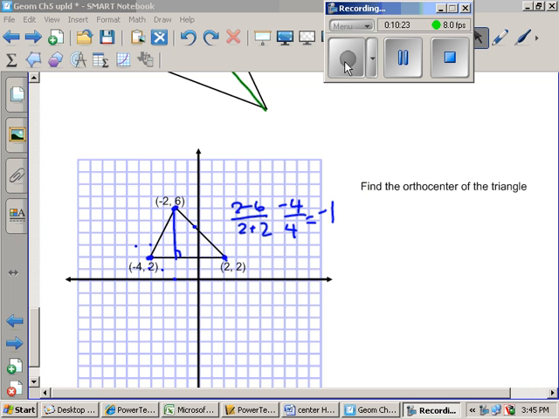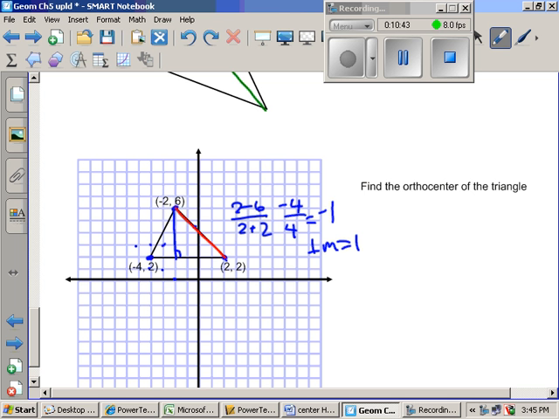So if this is the slope of this line here, I want the perpendicular, so I need this to be the opposite reciprocal. So that means the perpendicular slope is going to be 1. So I go up and over. So start here, go up 1 over 1, up 1 over 1, up 1 over 1, and so my altitude would be there.